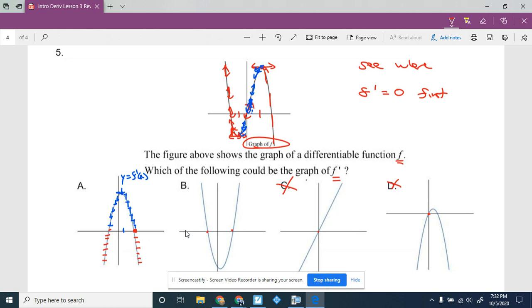Now remember, you have to remember that the y values on this graph represent slopes. It's the graph of the derivative. The x values are the same, but the y values in the graph of the derivative represent slopes. So it actually would have to be that guy. It couldn't be that guy.